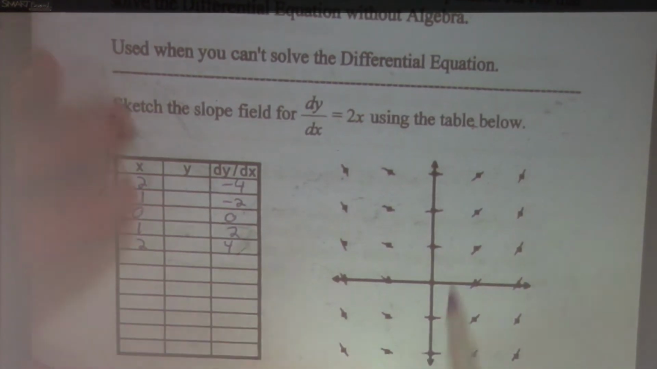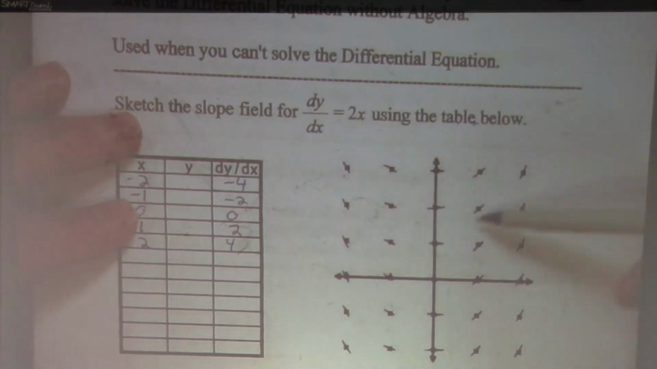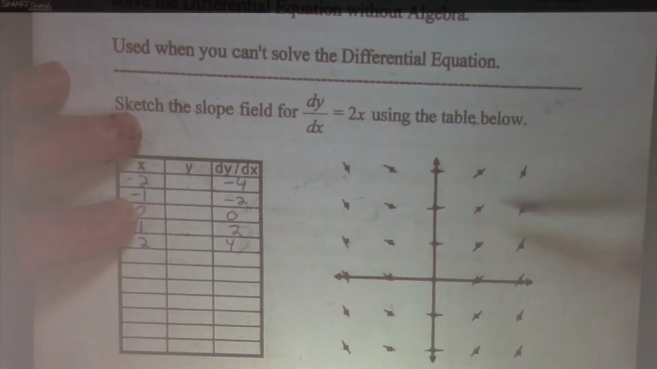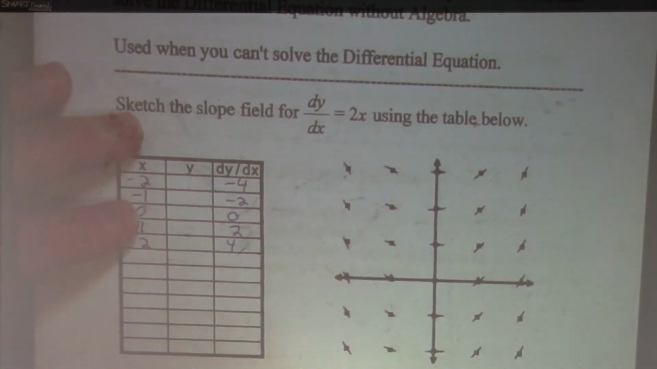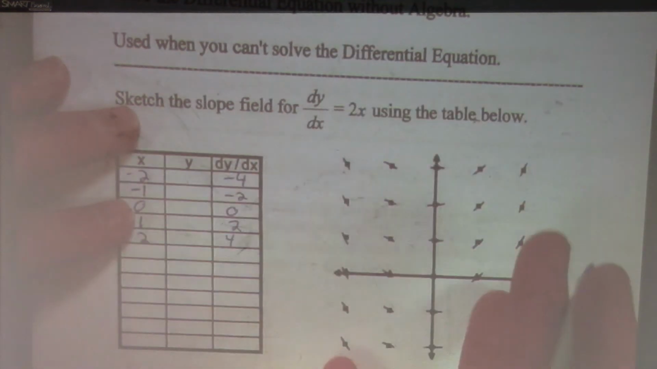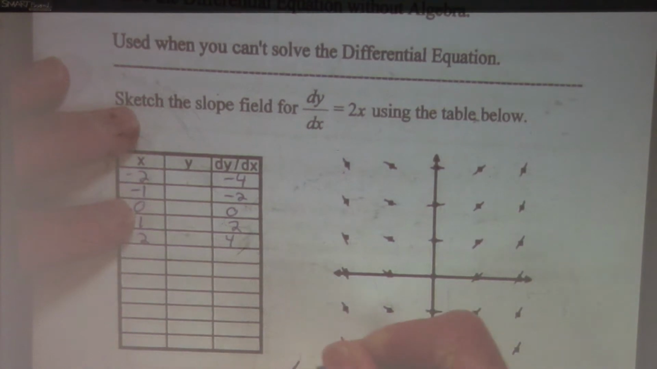Now, it looks like my pathway pattern is something like this. It looks like the solution of this differential equation must somehow follow along this pattern. Let's actually solve this, because this is separable. We use this to teach slope fields, but this actually is a separable differential equation. So let's review what we did on the prior note card.